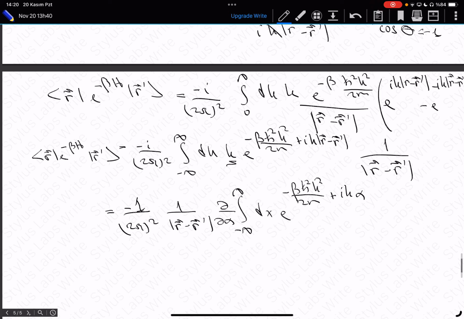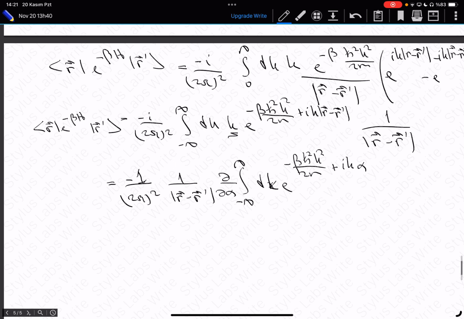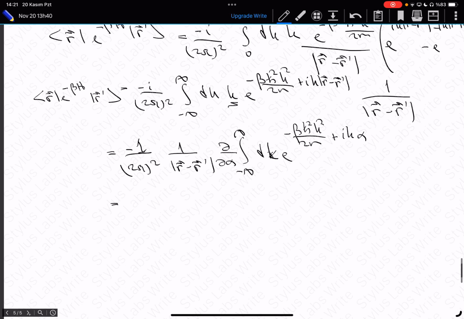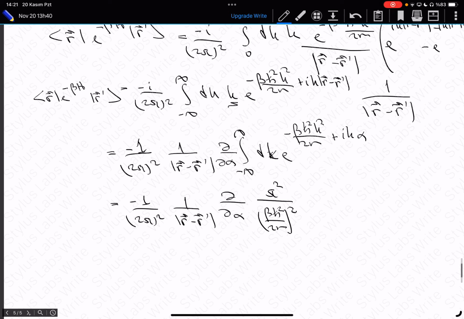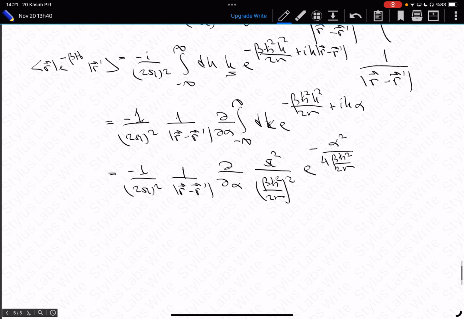So let me also, this is minus 1 over 2 pi squared. So this is the same integral, dk. Now this is a Gaussian integral. You can just complete the square, and then you can show that it is actually pi squared over beta h bar squared over 2m. This is what you would have obtained if that alpha term was absent. When you make the shifts, you get e to the power minus alpha squared divided by 4 beta h bar squared over 2m. And remember, alpha is equal to r minus r prime. We first take the derivative with respect to alpha, then substitute alpha equal to r minus r prime.